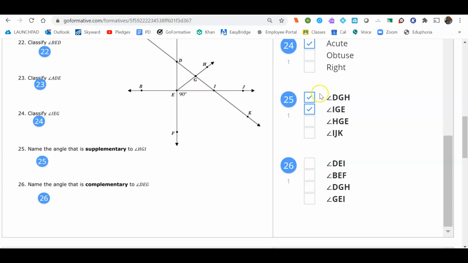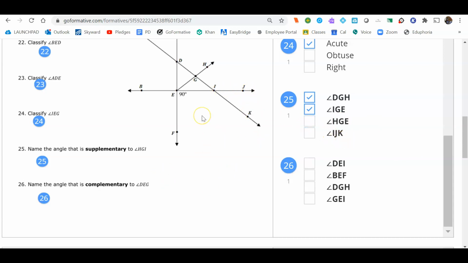Okay. Now HGE is a straight line. That's not an answer. They're asking what other angle with HGI makes 180 degrees. They're not asking you for one angle that makes 180. They're asking you for two angles that add up to 180. And IJK doesn't even make an angle. I'm not even just kidding.